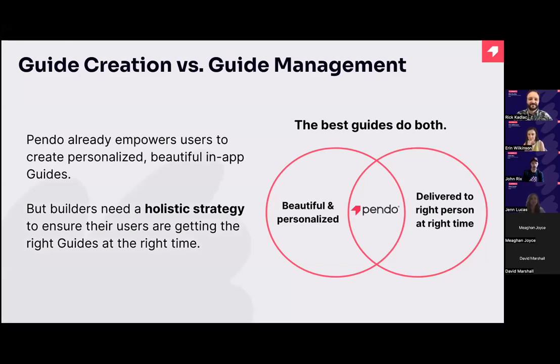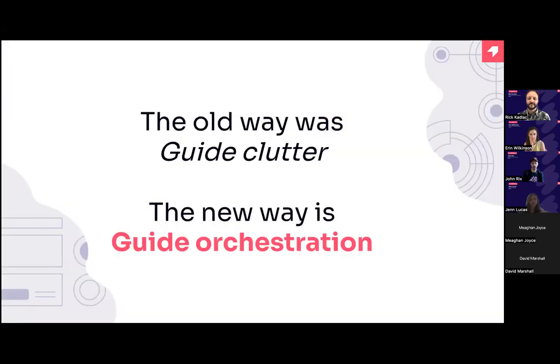So we already know that Pendo can empower you to create beautiful, super personalized guides that match your app. But once those guides are built, we want to make sure that they're fitting into your holistic strategy. So you have all of your guides already. You've created this new guide. How does that fit into everything else that's going on? And so what we're thinking is the best guides have to do both. They have to be beautiful and personalized, and they have to be delivered to the right person at the right time in the larger experience that's going on.